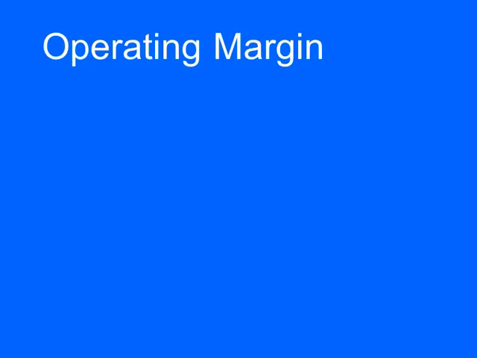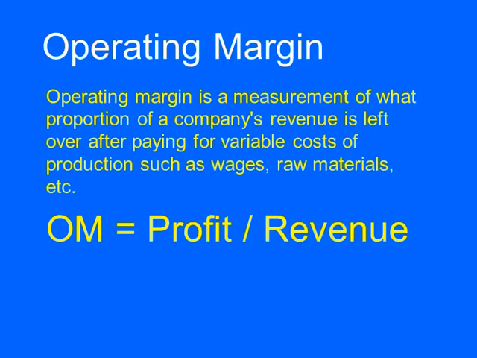Let's begin our discussion with operating margin. The formal definition of operating margin is a measure of what portion of a company's revenue is left after paying for variable costs. That could be wages, input materials, raw materials, etc. Another way to think about it, kind of putting it in our own personal terms, is for every dollar that you make, how much of that do you actually get to keep?